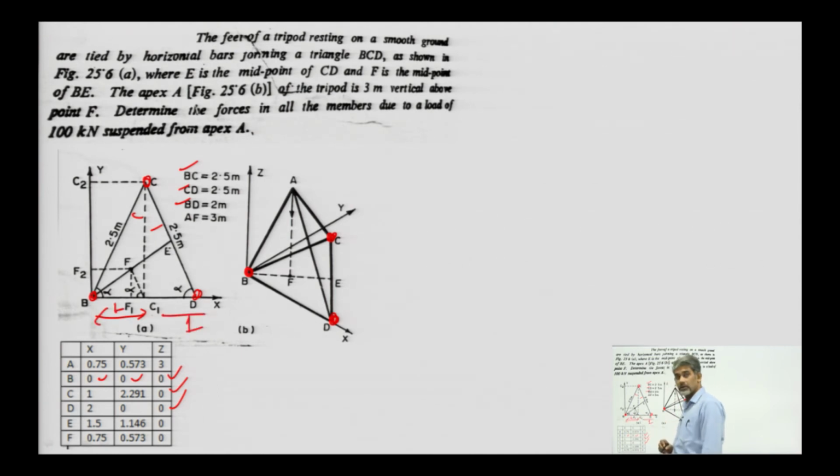So the x coordinate of point C will be 1. And the y coordinate will be this distance, calculated as the square root of 2.5 squared minus 1 squared, which is 2.291. So the coordinates of C and B have been calculated. The coordinate of D has x component 2 and y component 0. So the coordinates of B, C and D have been completed.